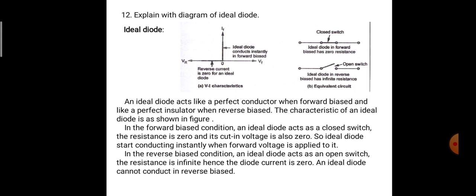In the reverse biased condition, an ideal diode acts as an open switch. The resistance is infinite, hence the diode current is 0. An ideal diode cannot conduct in reverse bias.